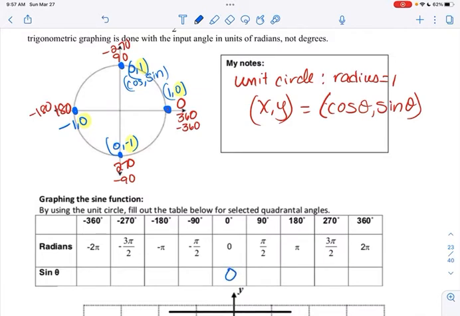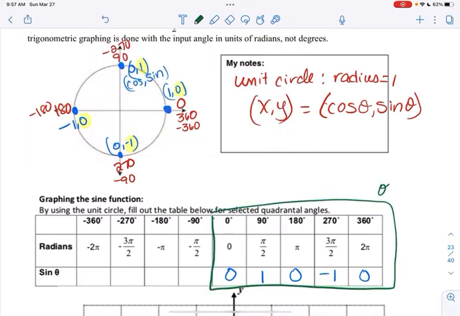Sine of 90 is 1. Sine of 180 is 0. Sine of 270 is negative 1. And sine of 360, I'm back at 0 again. This right here is considered to be one cycle. And these down here are my critical values. I'm going to keep those in mind because if I know them, then these are super easy to graph.